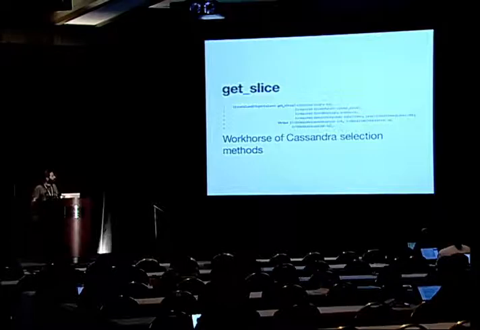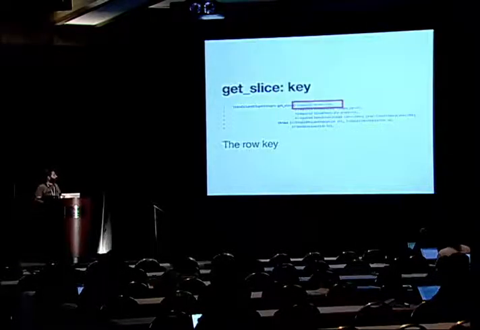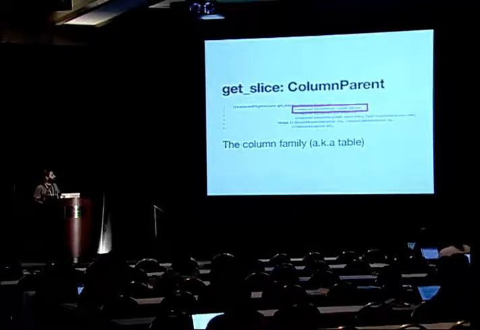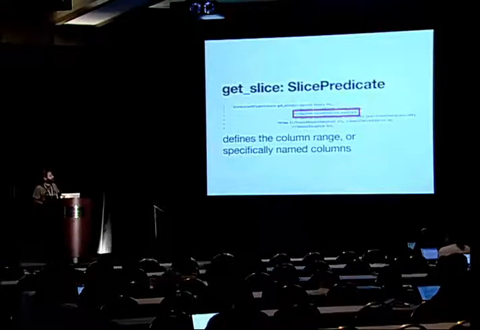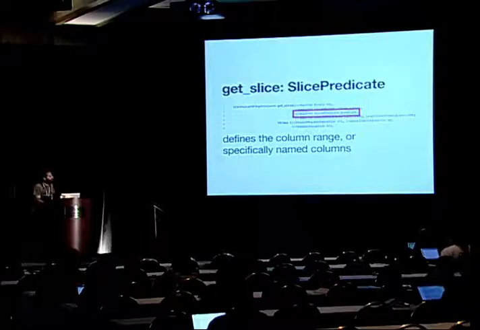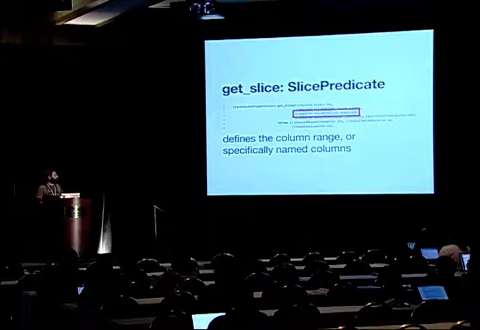So this is a Thrift definition in all its glory and all its ugliness. It does what it does. As we go through this, it's pretty easy to see that I need a key to do this get slice, to pull some columns off a disk. I need the column parent. I need to know what column family or table I'm querying. The slice predicate is like a query predicate. This is what defines the row range I'm looking for and what columns I'm looking for.